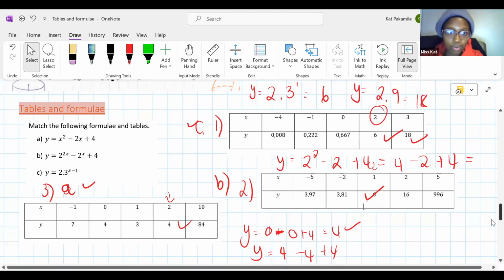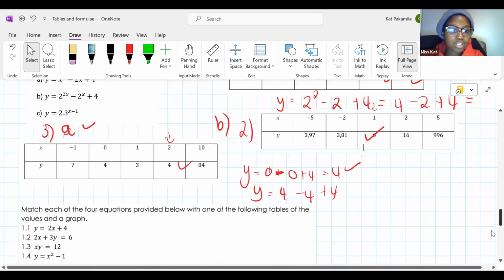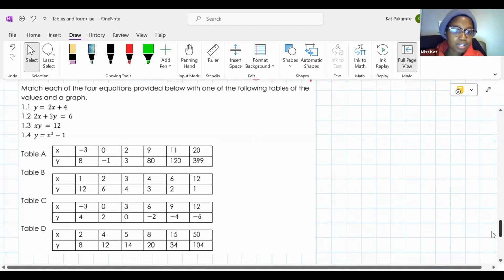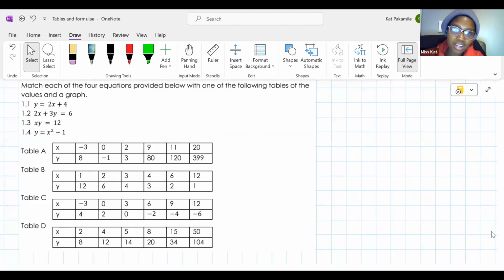There we go. Okay, let's do the same thing. Now, there's a little bit of a trick with this one, but it's a very small trick. Let's see if you guys were able to figure it out. So we're doing the same thing. You're going to tell me, is 1.1 table A, table B, table C, or table D? Let's hear what you guys have to say.